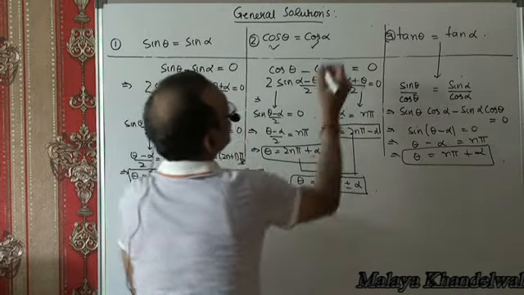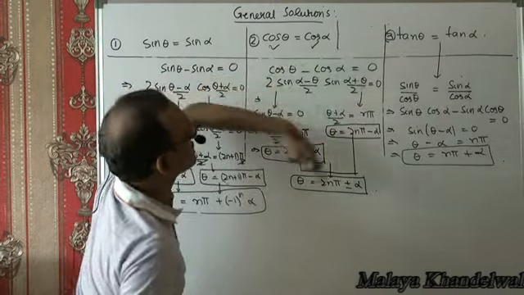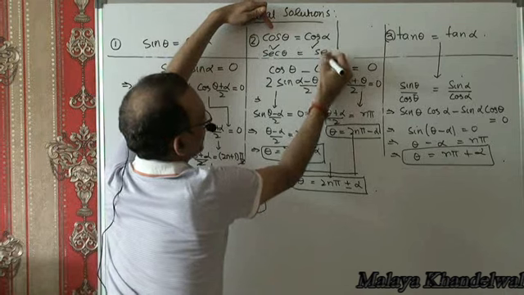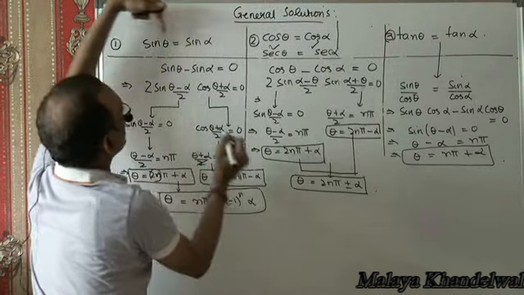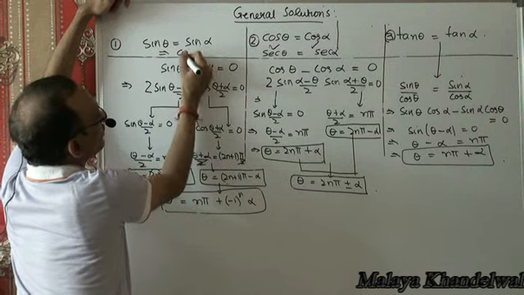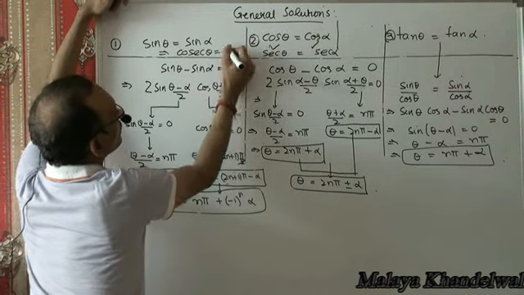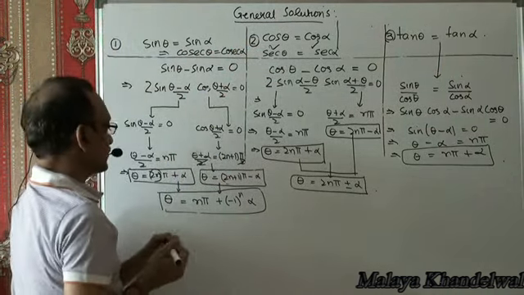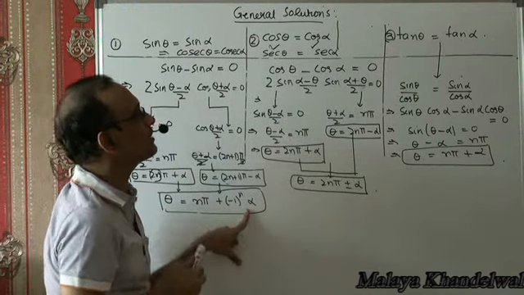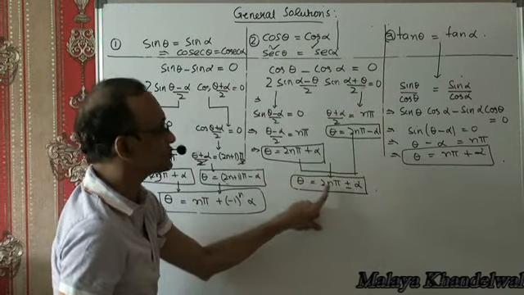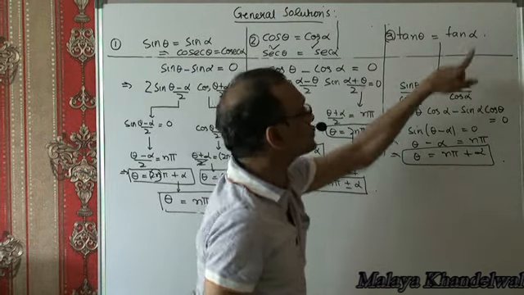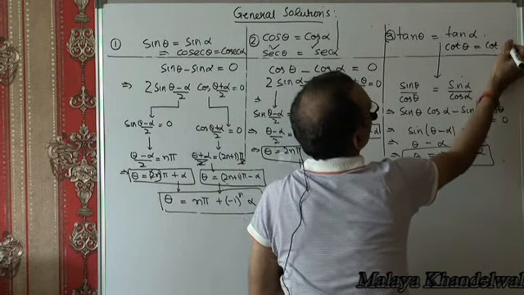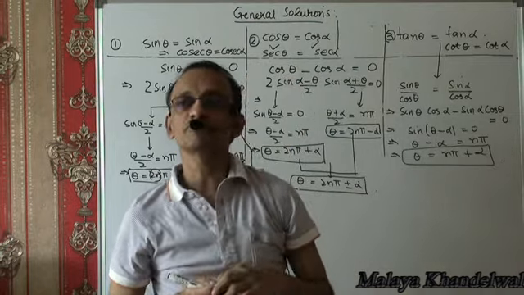And by the way, cos theta equal to cos alpha gives me this solution, but this is also equivalent to saying sec theta equal to sec alpha, which will give me the same solution. Sin theta equal to sin alpha is the same as saying cosec theta equal to cosec alpha, which will give me this as the solution. So sin theta equal to sin alpha gives me theta equal to n pi plus minus 1 to power n alpha. Cos theta equal to cos alpha gives me theta equal to 2n pi plus minus alpha. Tan theta equal to tan alpha, which is equivalent to cot theta equal to cot alpha, gives me theta equal to an integral multiple of pi plus alpha.